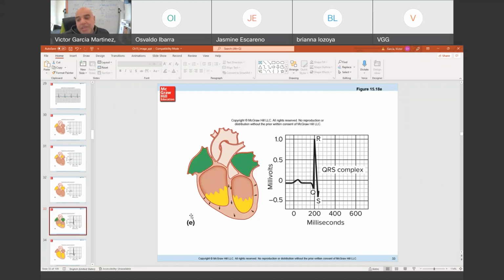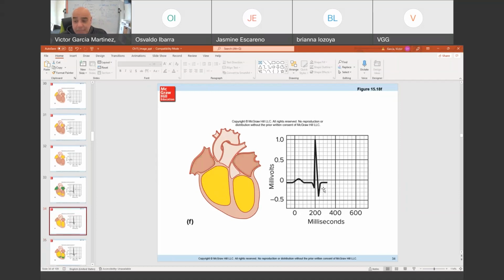Then after that, you have the QRS complex. And this is the depolarization of the ventricle. Remember, the Q is going to be the depolarization only for the septum. The R is going to be the depolarization of the apex and this wall. And the S is going to be the depolarization of the rest of the ventricles. Then the complex QRS is the depolarization for ventricles.